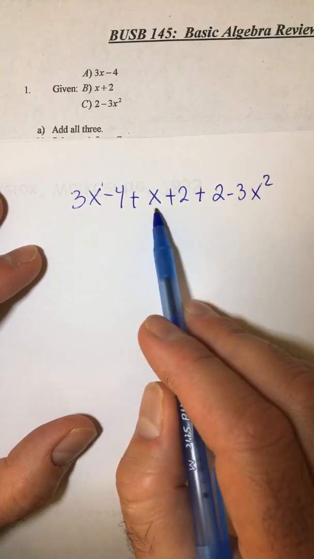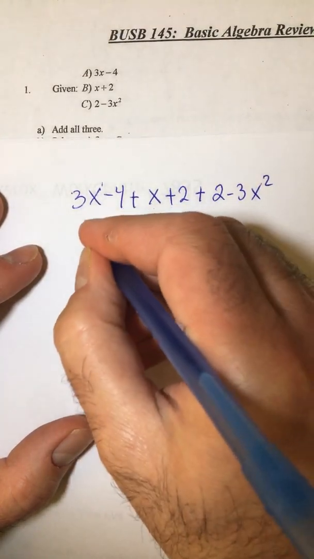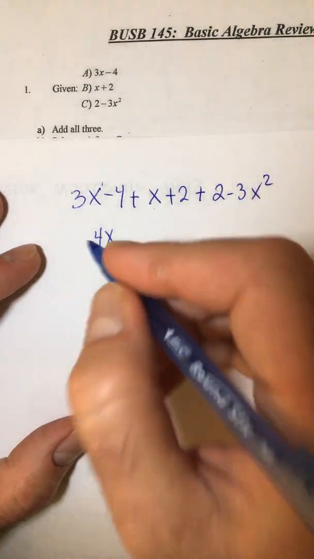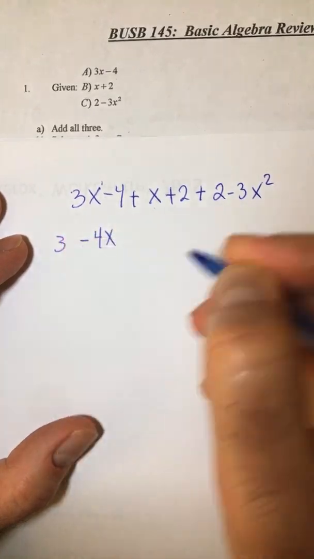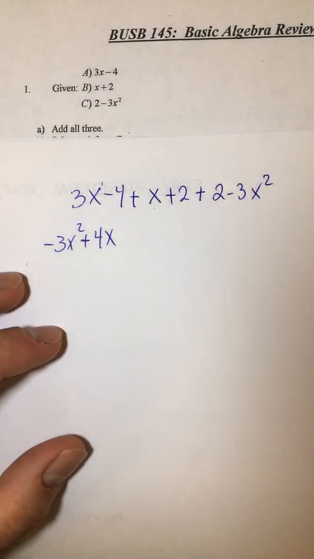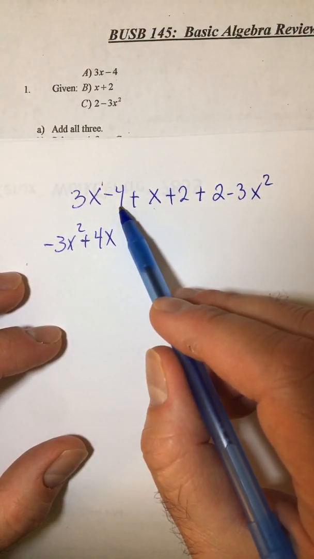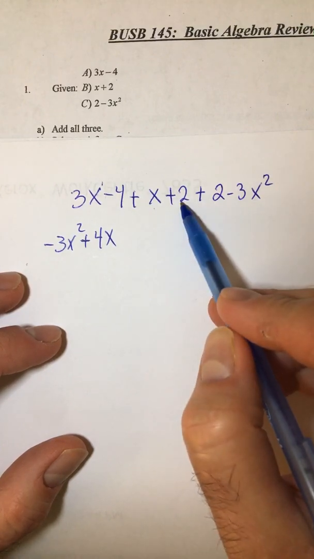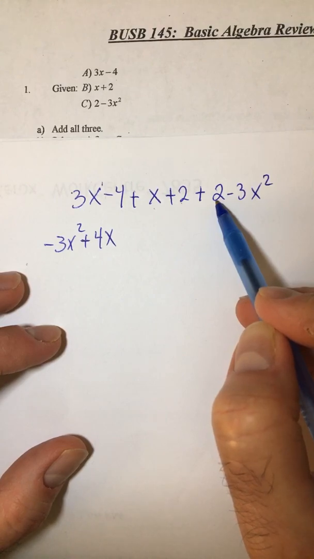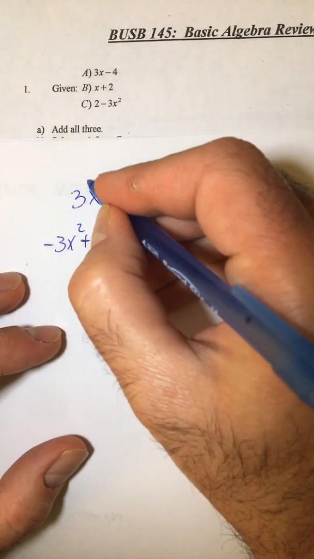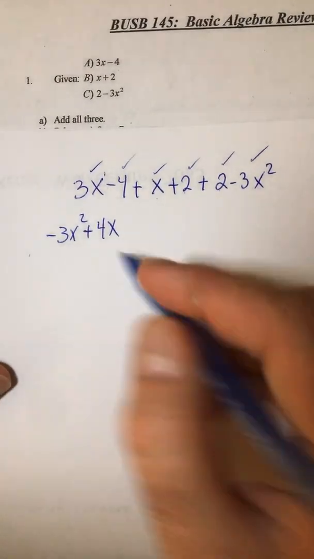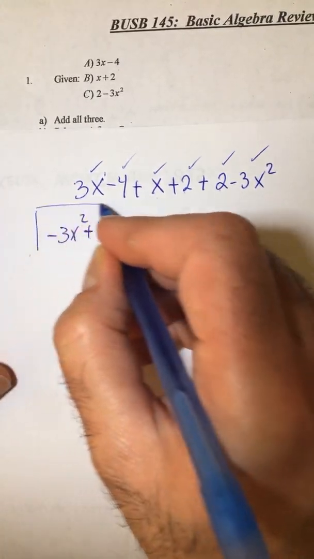So I have 3x plus 1x. So I got 3 apples plus 1 apple. That gives me 4 apples, right? And then I have the negative 3x squared. I'm going to put it in the front like this. And then what's left? All the numbers, or as we call them, constants. Negative 4 plus 2, that's negative 2. Negative 2 plus 2, they cancel each other, so it's 0. So that's it. So we combine all the terms. So this is the result of 1a.